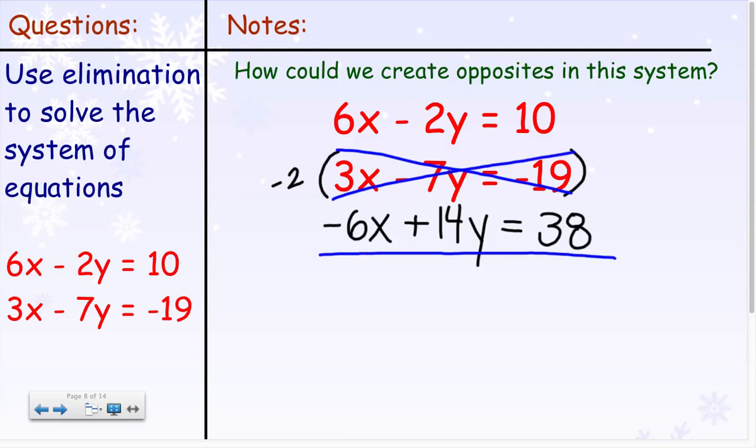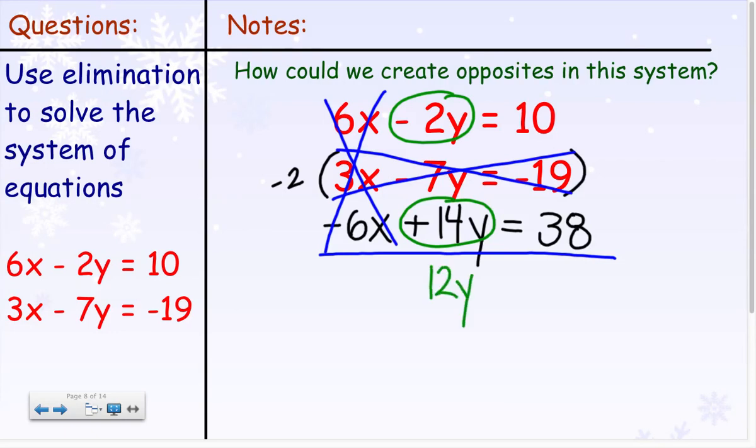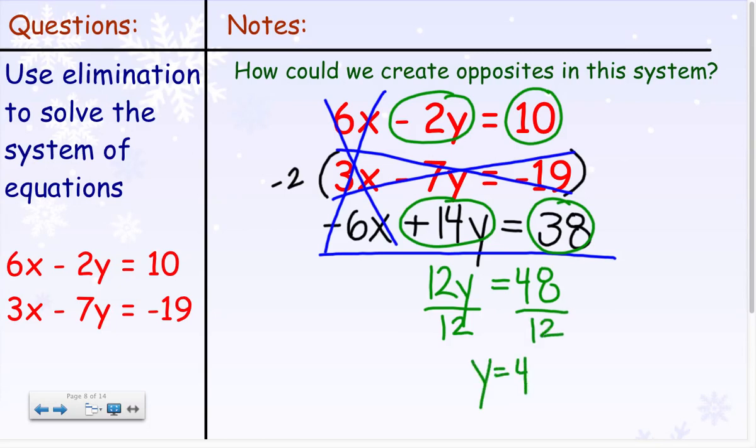And now I'm going to look and make sure I made opposites. 6x and negative 6x make 0. So yes, I made opposites. So now I'm going to take this negative 2y and 14y, and that gives me 12y. And I'm going to take this 10 and this 38, which gives me 48. Divide both sides by 12, and I'm left with y equals 4.